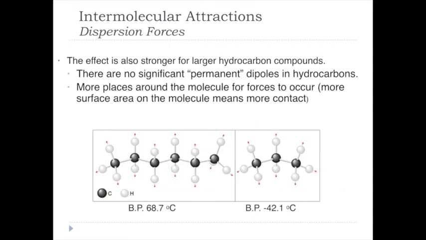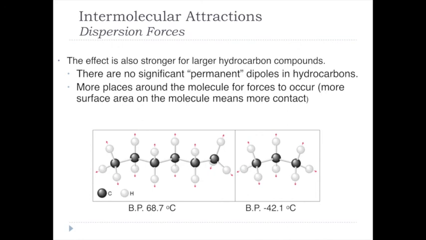Here's another example. Okay, we have, let's see here, 1, 2, 3, 4, 5, 6 carbon atoms in this carbon chain on the left, and its boiling point is 68.7 degrees Celsius. And then on the right, we have 3 carbons in our carbon chain, and its boiling point is much lower, negative 42.1 degrees Celsius. So the molecule that's larger has a higher boiling point because it has stronger intermolecular forces.